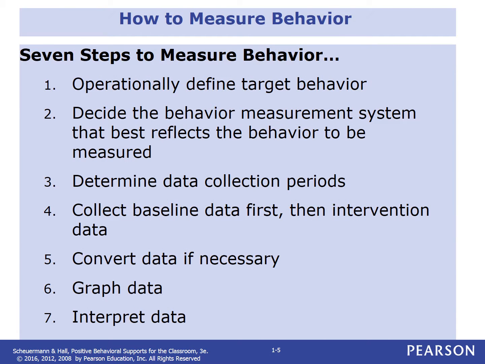How to measure behavior. 7 steps to measure behavior. 1. Operationally define target behavior. 2. Decide the behavior measurement system that best reflects the behavior to be measured. 3. Determine data collection periods. 4. Collect baseline data first, then intervention data. 5. Convert data if necessary. 6. Graph data. 7. Interpret data.